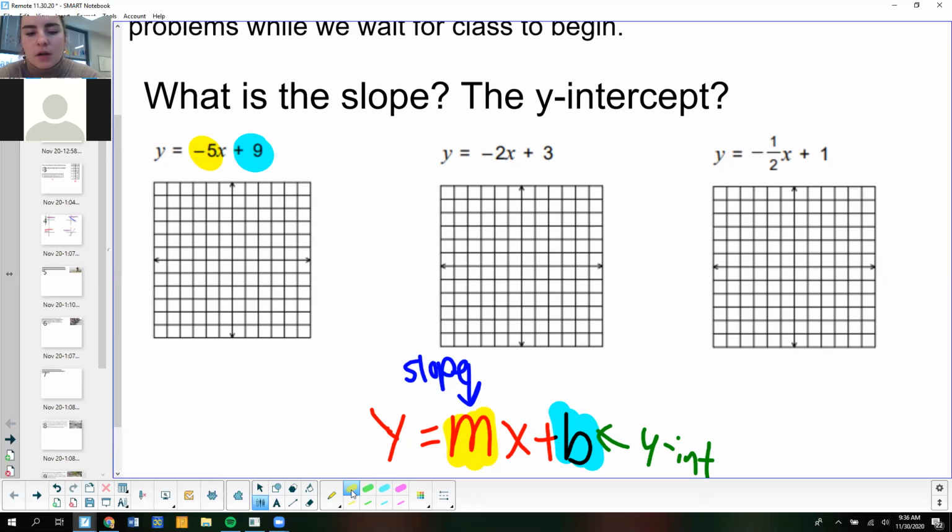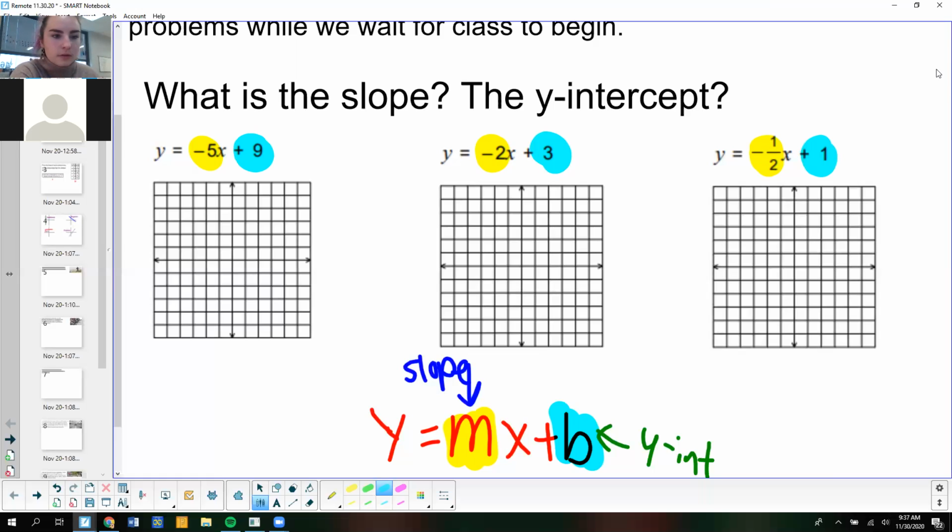Next, we've got -2 as our slope. So hopefully you got -2, and our y-intercept is going to be +3. Next, our slope in this one is going to be -1/2, and our y-intercept is going to be +1. So hopefully you got those written down too.